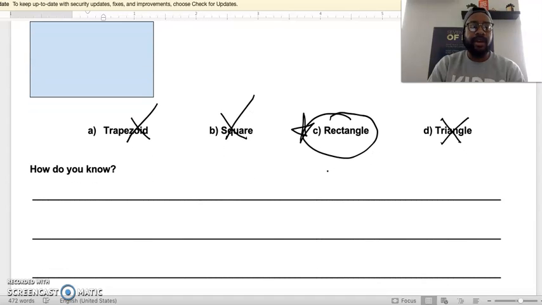How do I know that? Well, going back to what we know about rectangles, opposite sides are equal, 2 pairs of parallel sides, 4 right angles, so that's what I'm going to write.